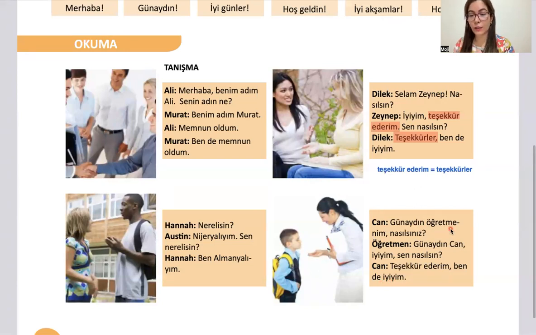John says, günaydın öğretmenim, nasılsınız? Good morning, my teacher. How are you? Nasılsınız, how are you? The teacher says, günaydın John, iyiyim, sen nasılsın? Good morning, John, I'm good, how are you? John says, teşekkür ederim, ben de iyiyim. Right? There is another point in here. What is the difference between nasılsınız and nasılsın?